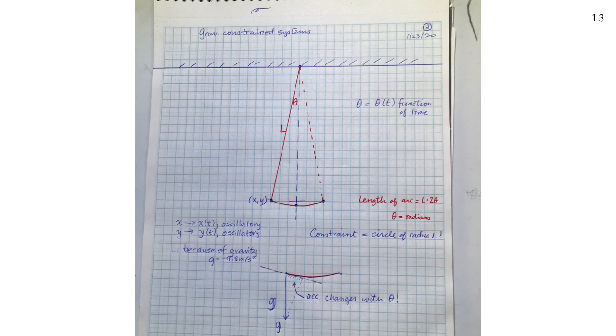Because of g equals negative 9.8 meters per second squared, and thank God that there's no such thing as horizontal gravity.